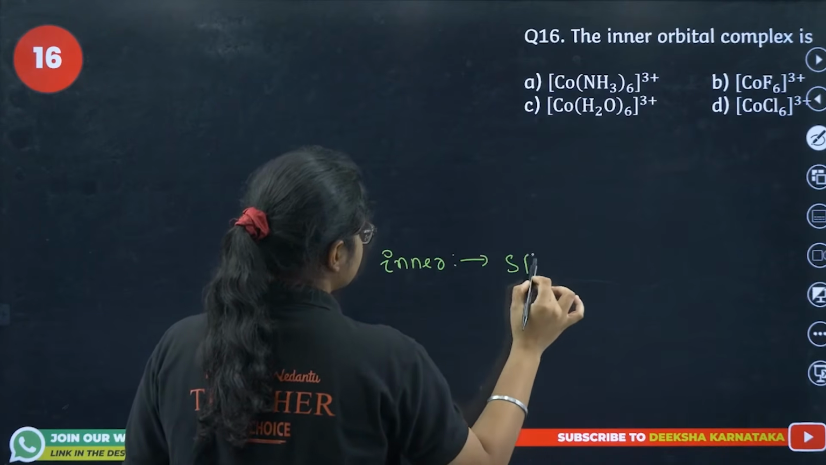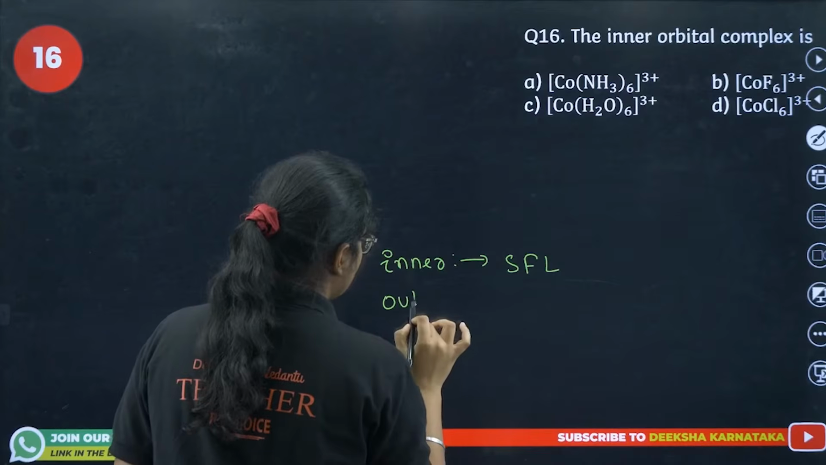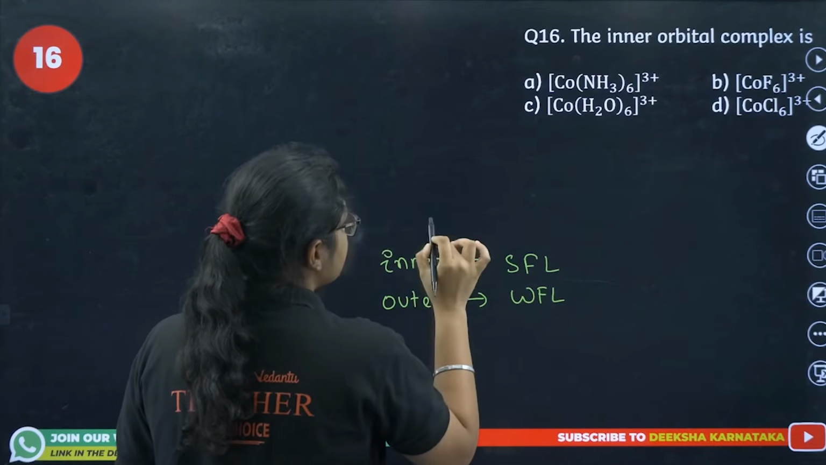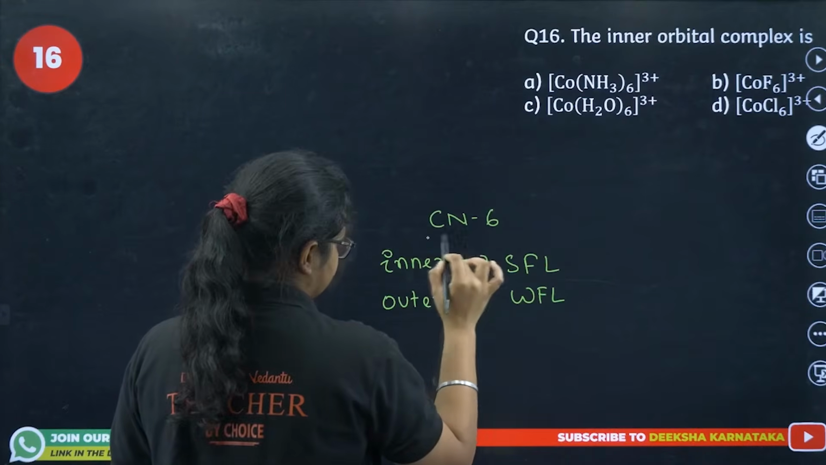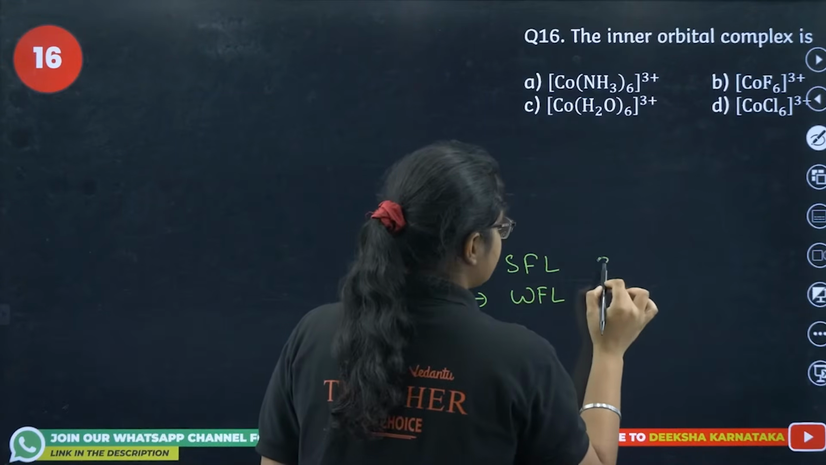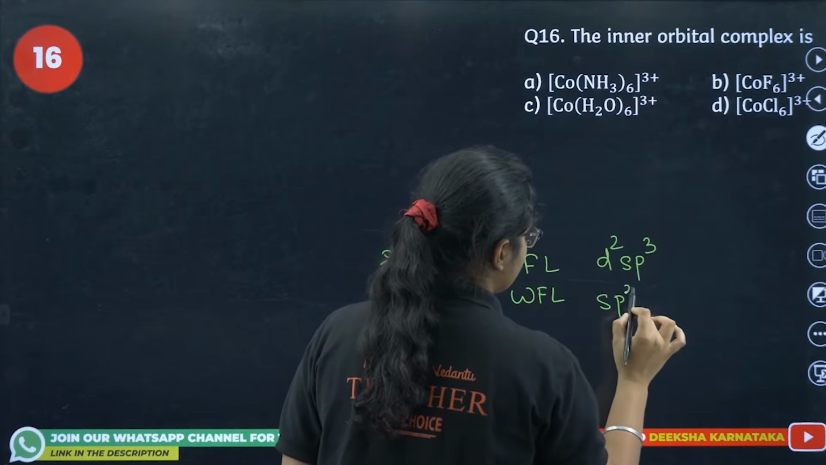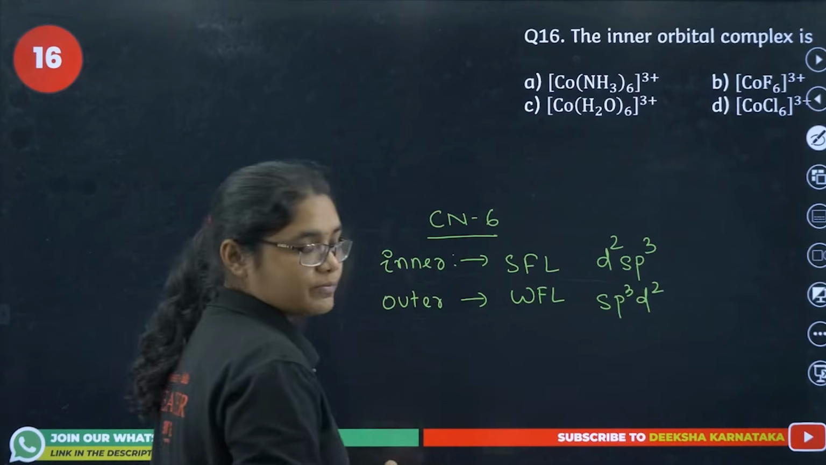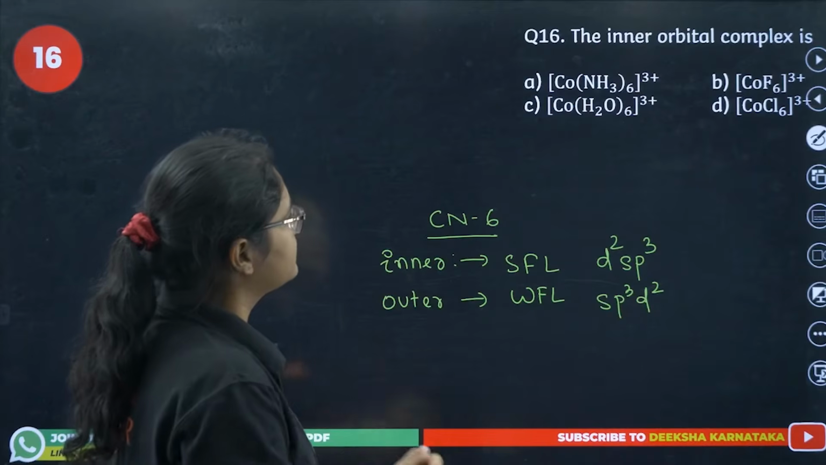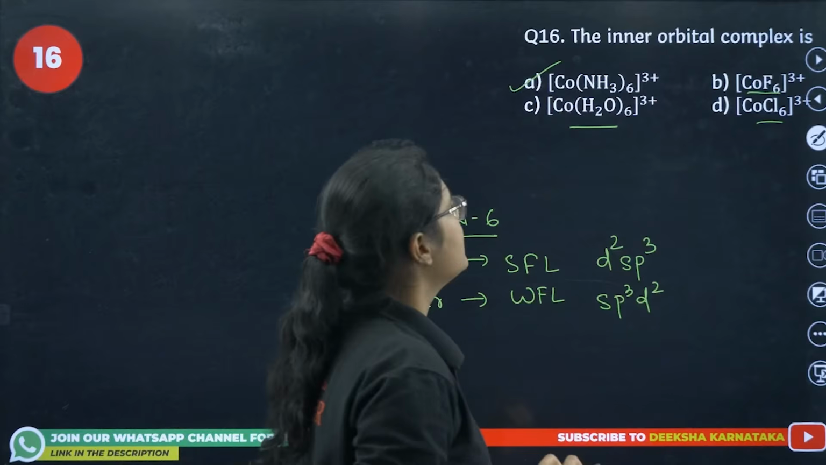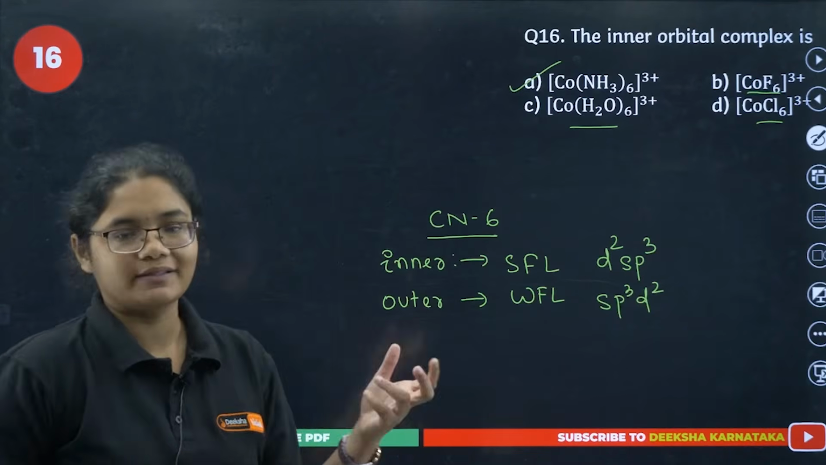Next, the inner orbital complex is, so always remember, generally, not always, the inner orbital complex is formed by a strong field ligand, and the outer orbital complex is always formed by a weak field ligand. This is for coordination number 6. Inner orbital means the hybridization should be d2sp3, and outer orbital means the hybridization should be sp3d2. So now let's directly check. Here you can see weak field ligand, weak field ligand, weak field ligand.